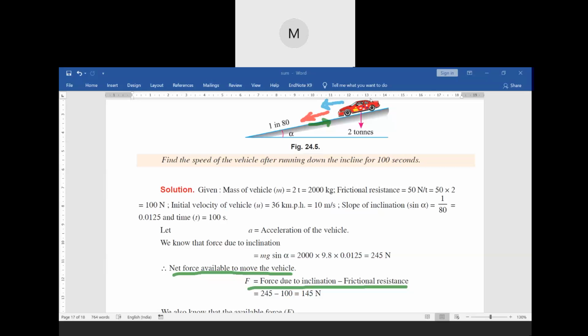Now if you subtract these two, one force here is for the incline and one force here is for the friction, then only you will get this force. That is why it is written like this: net force available for the movement of the vehicle.